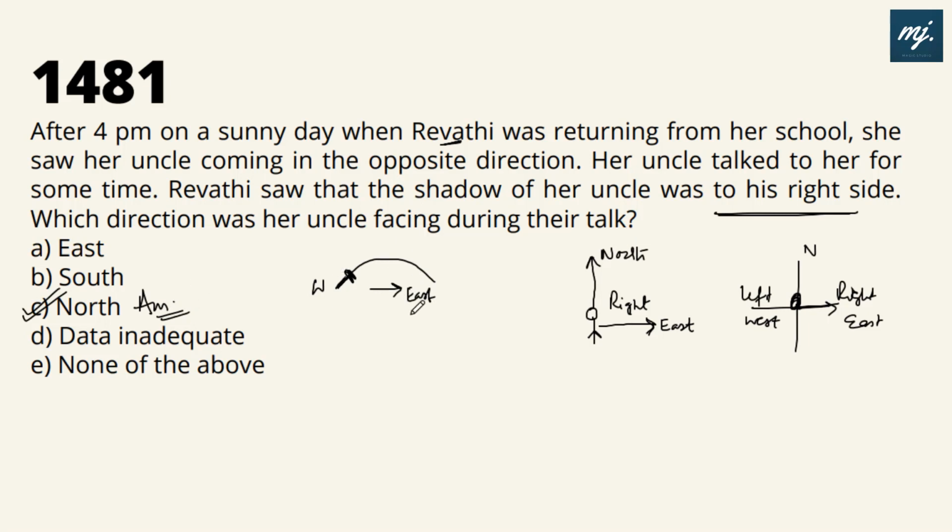And now a different question can also be asked on this particular question. To which direction was Revati coming? Revati is coming from the opposite direction. That means Revati is heading towards south. Her uncle is heading towards north. And shadow is towards east. And Revati's shadow should also be towards east, but that will be towards her left. So many different questions can be built around the same set of information. Let's see the next one.